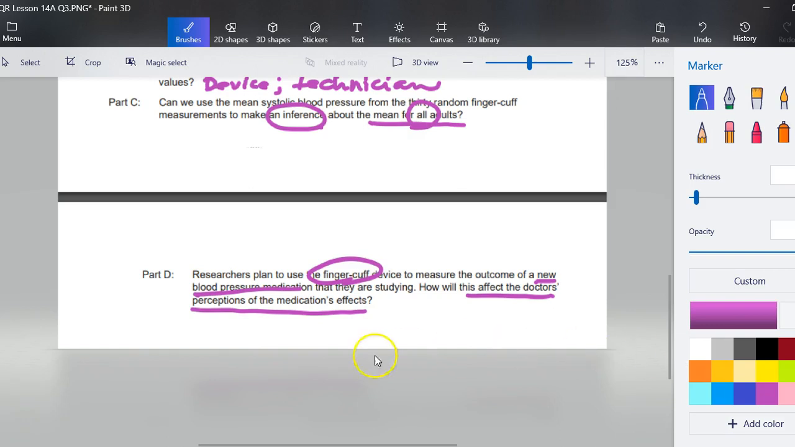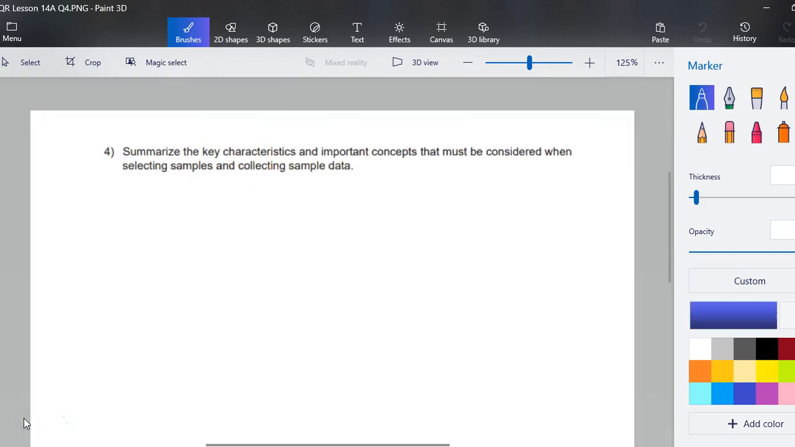Question number 4. As we go along in these lessons, we'll pause often to summarize where we are, what we're noticing for a good study, things that must be considered for us to have reliable results. So question 4 says summarize the key characteristics and important concepts that must be considered when selecting samples and collecting sample data. A lot of things you can write down right now. You might go ahead and write down some from memory. You might look through your notes and write down some.